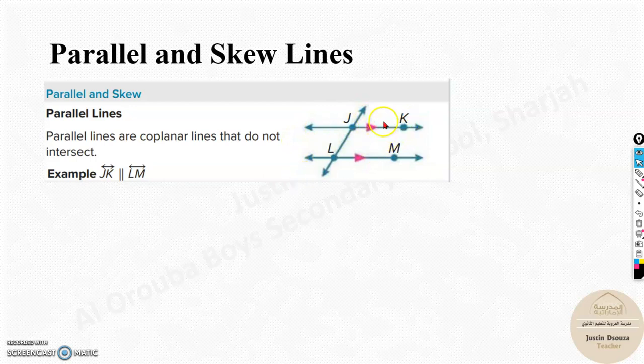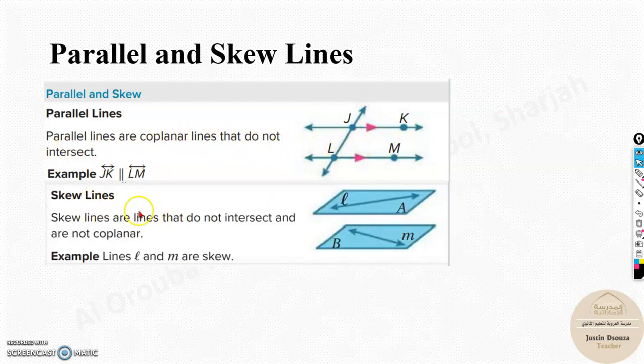For example, over here, the lines JK and LM have the same slope but different y-intercepts. They will never touch each other. So these are parallel lines. They're coplanar lines that do not intersect. Whereas skew lines would have intersected, but they are in separate planes, so they do not intersect. They are lines that do not intersect and are not coplanar.